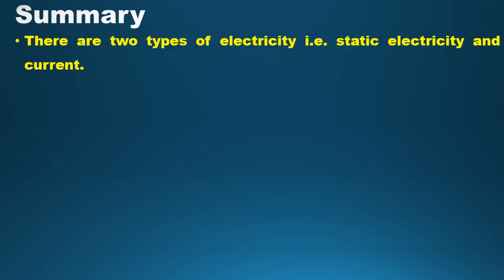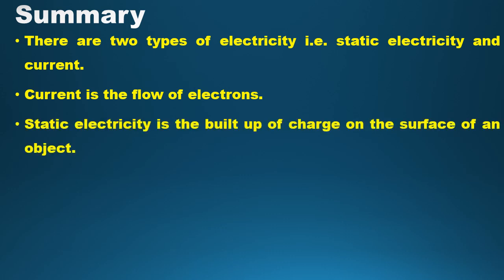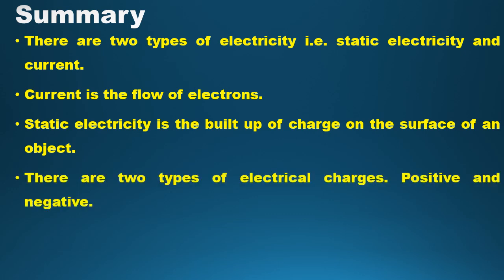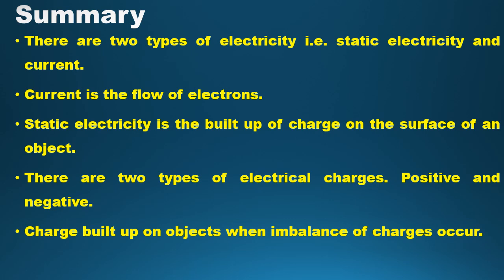With this, everyone, let's wind up today's lecture. Today we learned that there are two types of electricity: static electricity and current. Current is the flow of electrons. Static electricity is the buildup of charge on the surface of an object. There are two types of electrical charges: positive and negative. Charge builds up on objects when an imbalance of charges occurs.